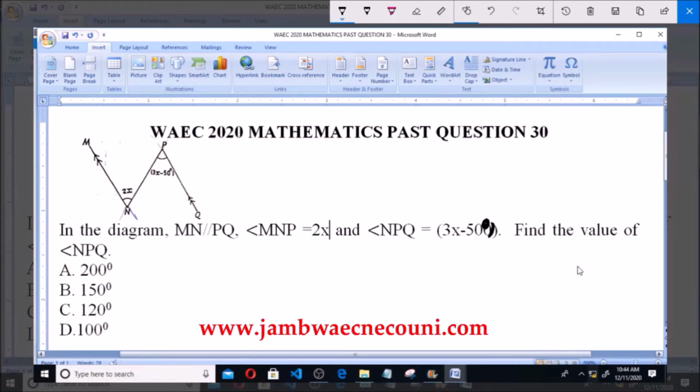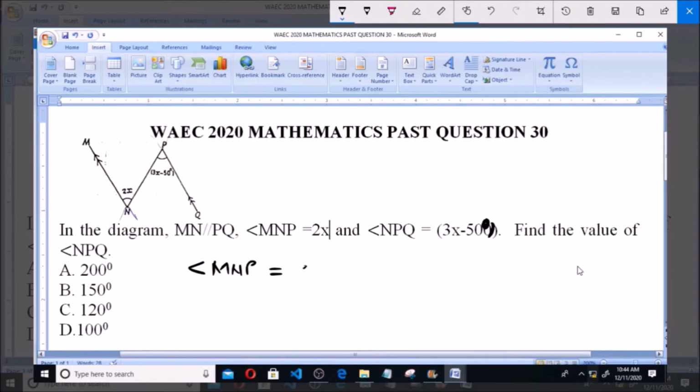Now looking at this, you notice that angle MNP, which is equal to 2x, is equal to angle NPQ, which is equal to 3x minus 50 degrees, because they are alternate angles. So because they are alternate angles, they are equal.